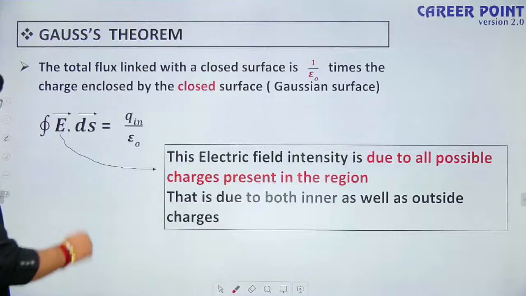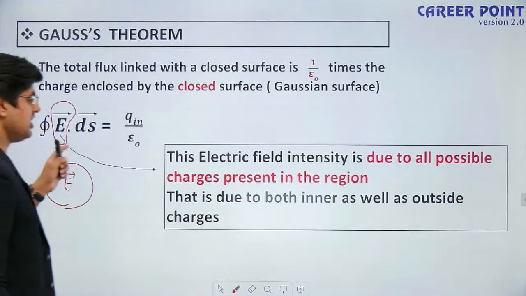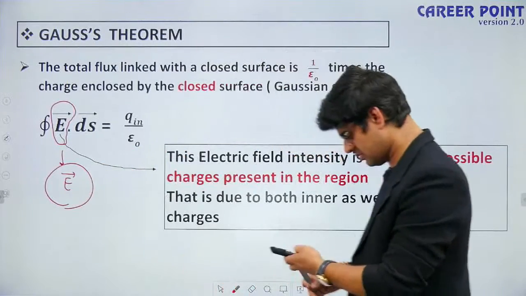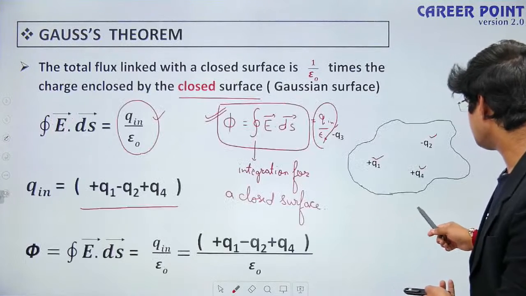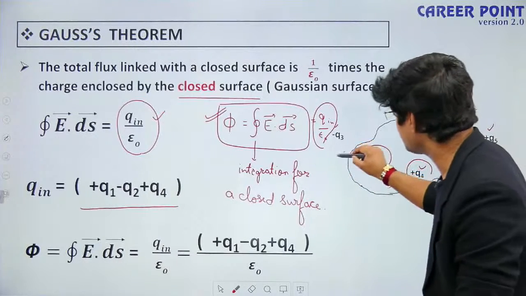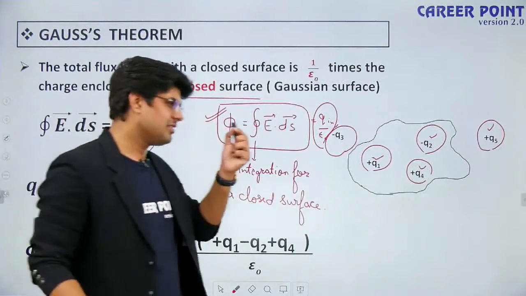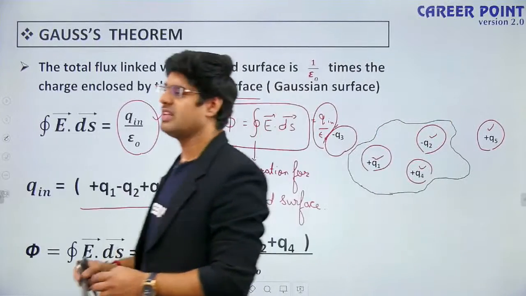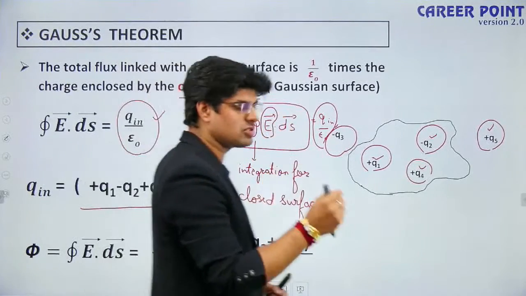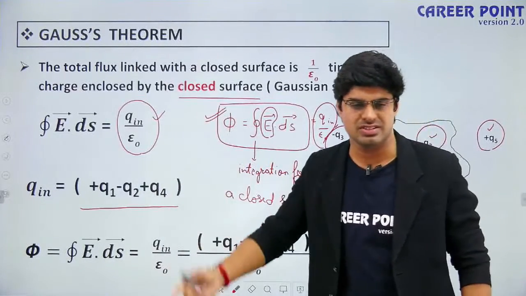Now focus here. This electric field E vector is due to all the charges present in the region, that is, the charges present inside, plus Q1, minus Q2, plus Q4, as well as the charges present outside, minus Q3 and plus Q5. Whenever we apply Gauss's law, the integral of E dot dS is equal to Q inside by epsilon naught, and no doubt we take Q inside in our formula. But the electric field in the integral is due to all the charges present in the region, whether they are inside the closed region or outside. Is that clear?